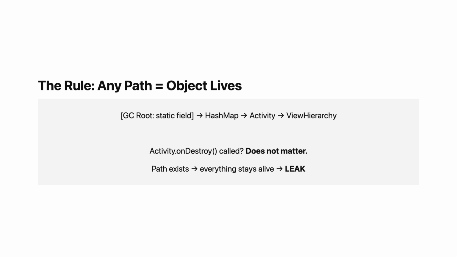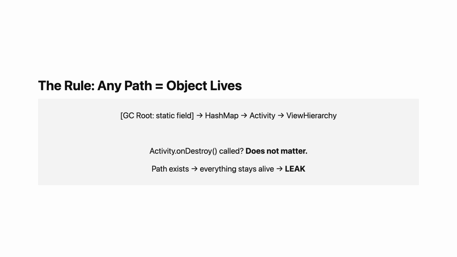Let me give you an example. Say you have a static hash map, a companion object map in Kotlin. You put an entry in it with an activity as the value. That activity holds a reference to its entire view hierarchy, every button, every text view, every image, even after the activity is destroyed, even after onDestroy is called. If that hash map entry still exists, the GC traces from the static field root through the hash map to the activity, to every view. None of it can be collected, all of it leaks. One forgotten reference in one map, and megabytes of memory are locked up forever.